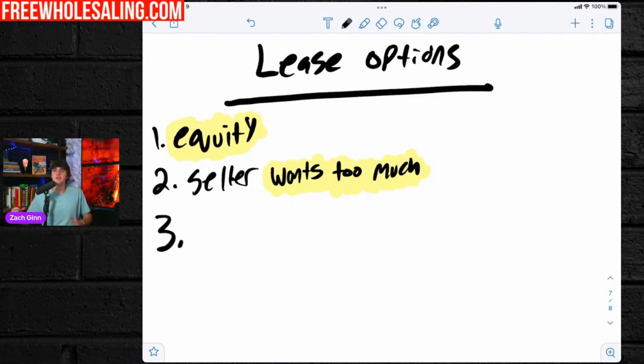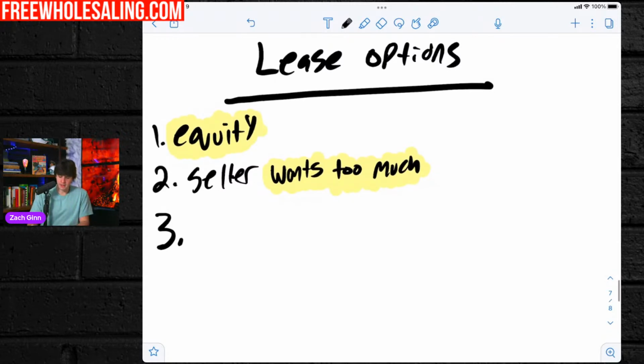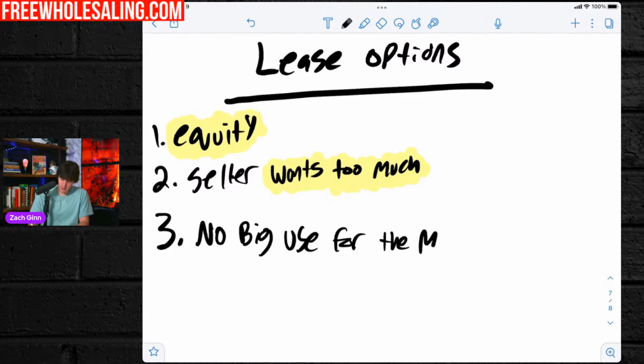And then number 3, this is the kicker. This is how you're going to tell if you can do a lease option, yes or no, right? This is Zach's definition of it. Rick's got slightly different ones, I have different ones, but we all kind of do it in the same way. In all honesty, what I found is the seller basically has no big use for the money. And that's going to be a big part. The seller's going to have no big use for the money when they sell it.